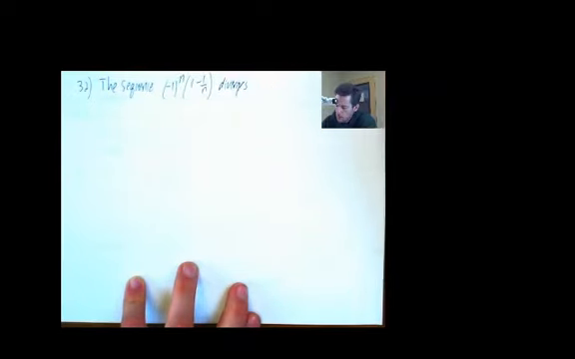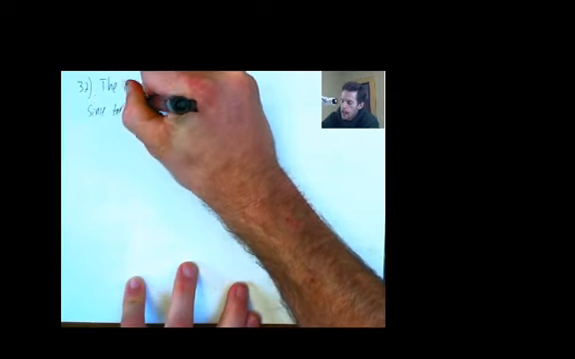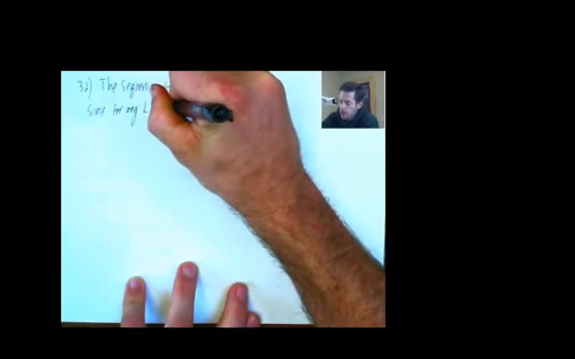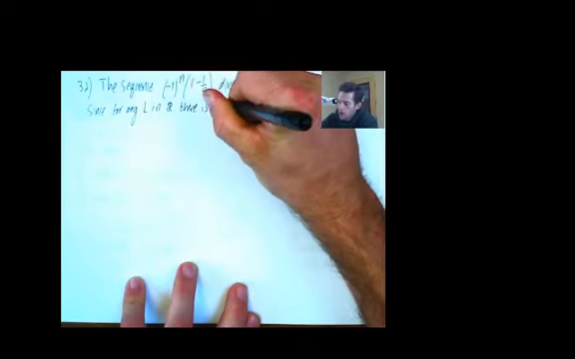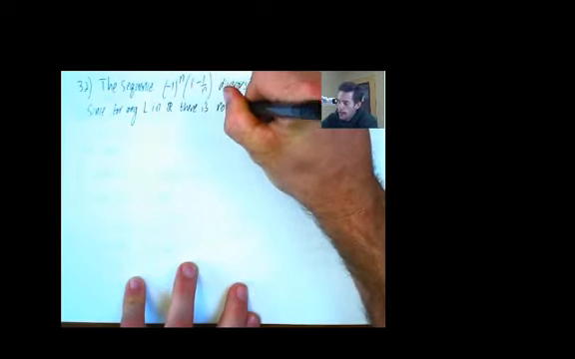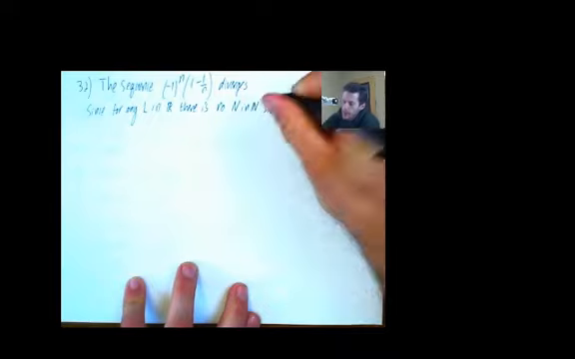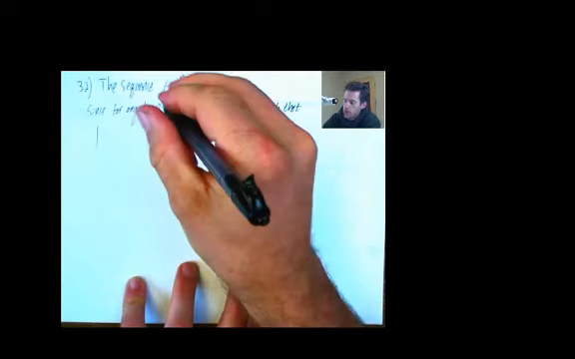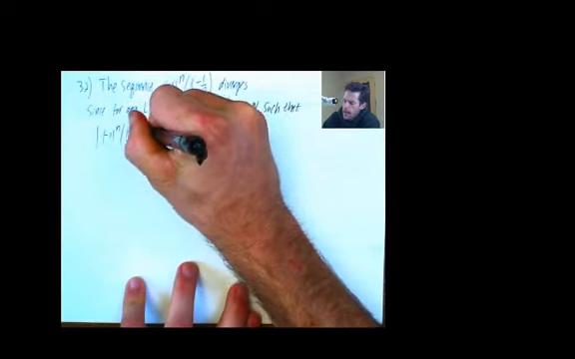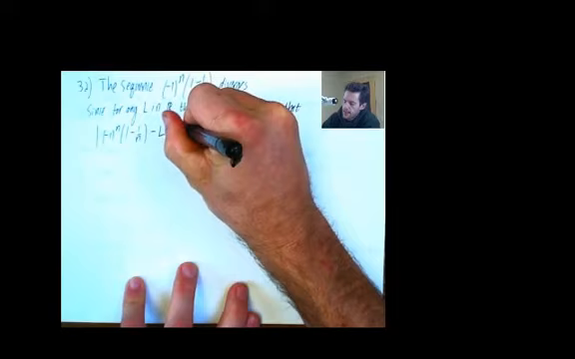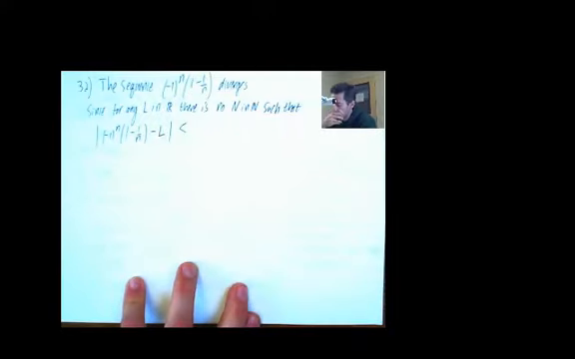Since for any L in R, there is no n in the natural numbers such that the difference between our sequence, (-1)^n (1 - 1/n), and L is less than, now we need to choose some number.